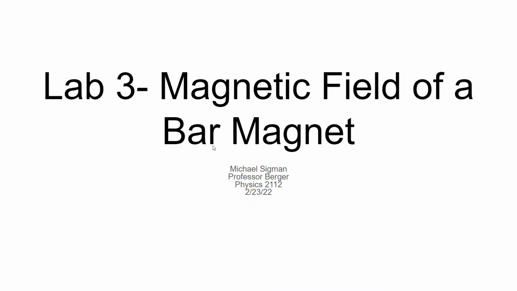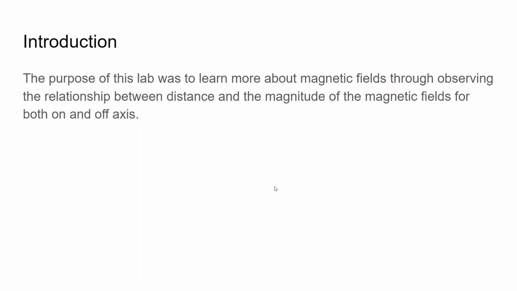Hey, I'm Michael Sigmund, and this is Lab 3, Magnetic Field of a Bar Magnet, for Professor Berger's Physics 2112 class. The purpose of this lab was to learn more about magnetic fields through observing the relationship between distance and the magnitude of the magnetic fields for both on and off axis.